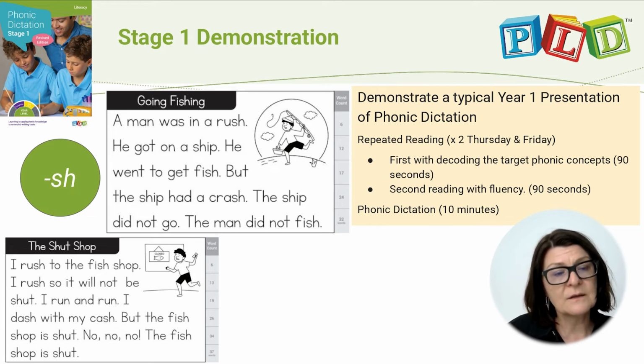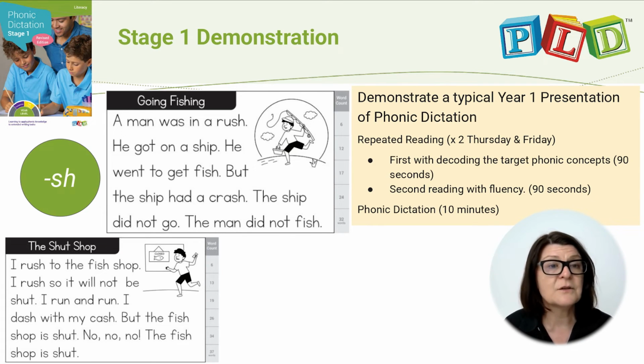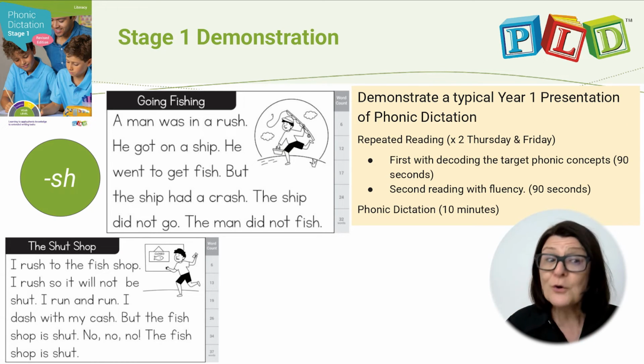So the basic model for PLD for year 1 and 2 is repeated reading on a Thursday, 2 readings, and then phonic dictation on a Friday, 2 readings, and then into phonic dictation. The first reading of that passage has decoding, not of all words, only the key phonic concept.